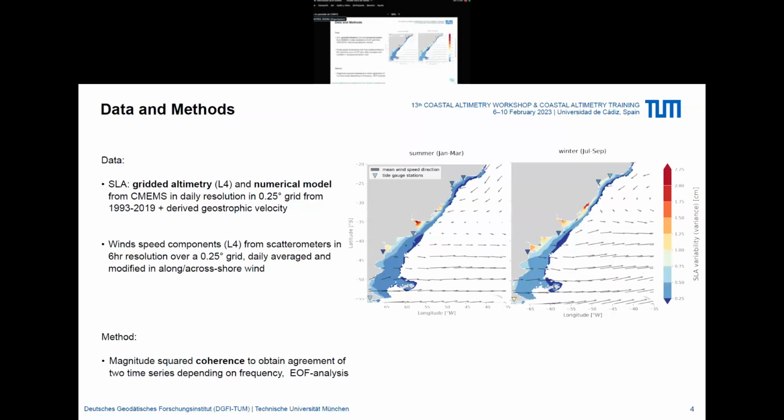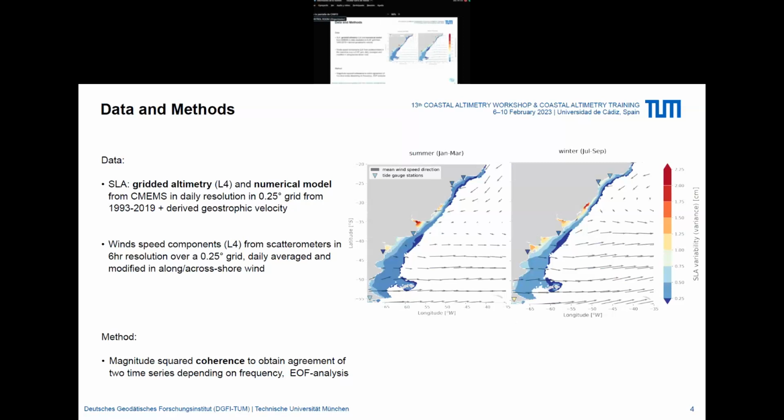The data that I used are the sea level anomalies from the gridded products on level 4, and also a numerical model run, both from Copernicus. So the model is based on the Mercator model. I used daily resolution data, and both are used on the 0.25 degree grid. And the nice thing is I could really use a long time series, from 1993 to 2019. And I also made use of the derived geostrophic velocities that are associated with the gridded altimetry product.